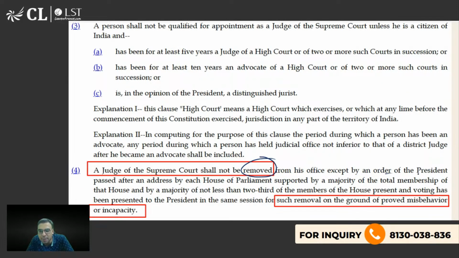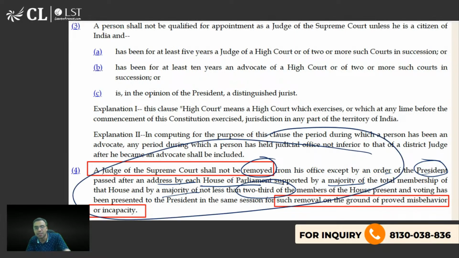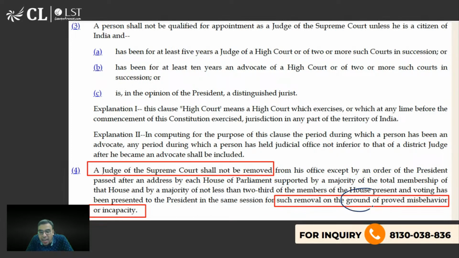Removed from his office except by an order by the president after an address by each house of the parliament supported by a majority of the total membership and by not less than 2/3. ये मैं explain करूंगा, है ना? I will explain this, okay, in the entire class. और इसमें जो reason लिखा है, the ground of proved misbehavior or incapacity. If this is the reason, then of course the judge of the Supreme Court can be removed. अब बोलोगे सर ये तो बहुत subjective चीज है कि misbehavior क्या होता है, incapacity क्या होता है. Yes, but we will discuss it that how it is proven. Okay, so just wait for the entire class. You will realize that how this is proven.